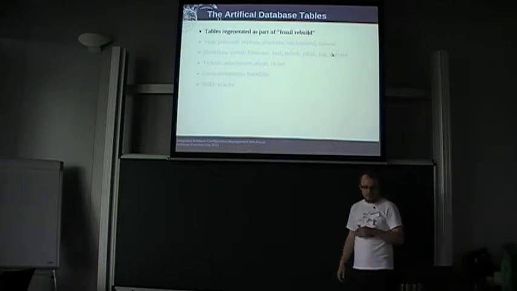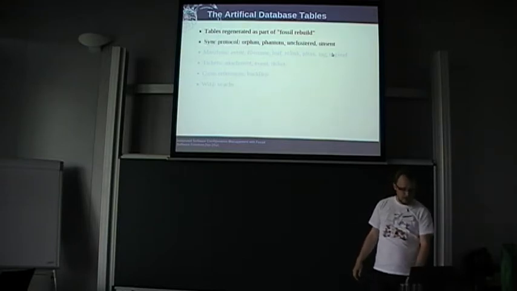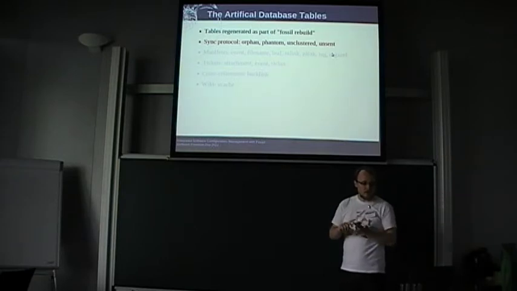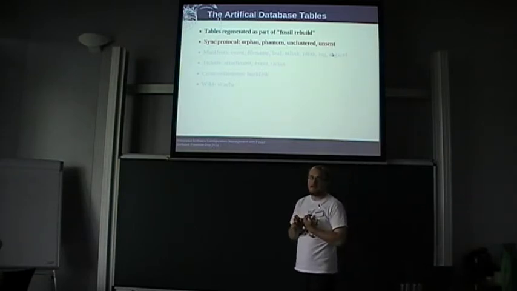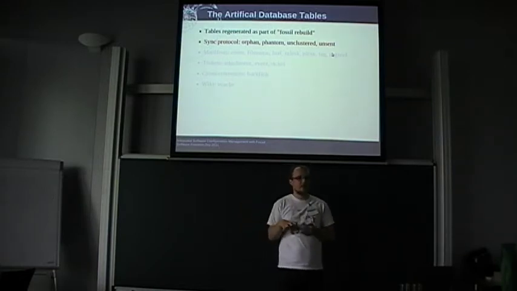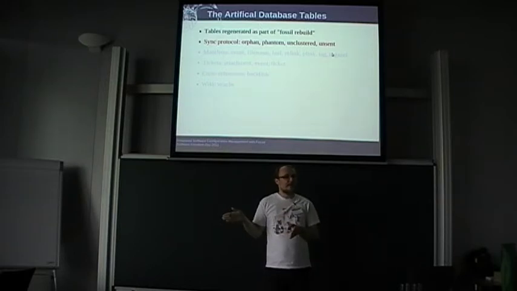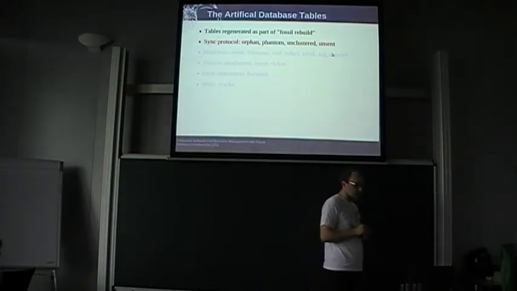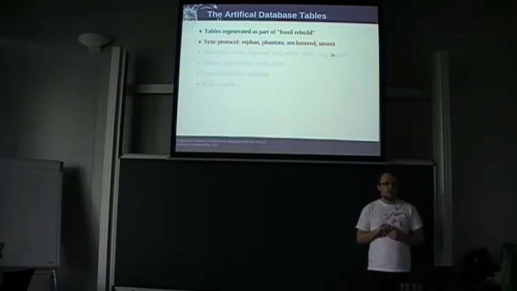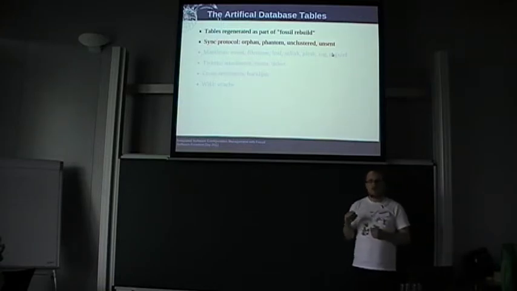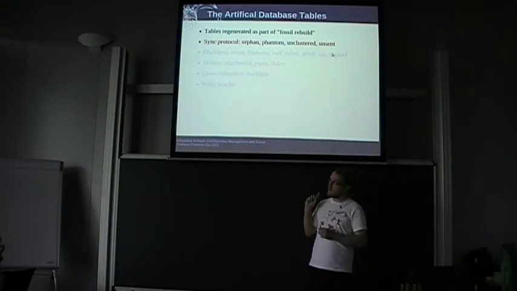From these tables, there's another set we build, the artificial tables. For the sync protocol, we have the orphans, phantom, unclustered, and unsent. Unsent is basically an optimization which says, okay, these artifacts have been added locally, so we have to push them, and we don't have to ask the other side if it has those already. Phantoms are things we know about but haven't received yet. Orphans are delta blobs where we haven't received the base they depend on. And unclustered are part of the optimization for the sync protocol. I'll come back to that later.